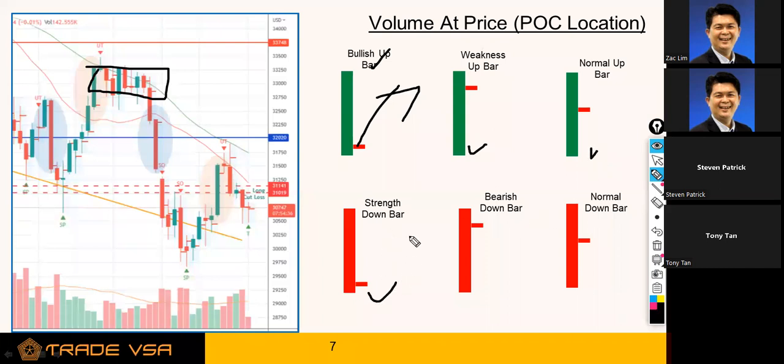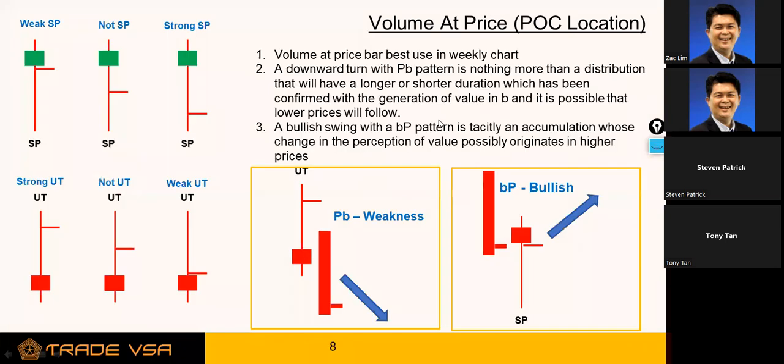Is the drop a good strength, or only a normal strength of a drop bar or up bar? So you still need to combine the LC bar and also the weakness bar together. Actually, this is a very important slide. Make sure you see a downward turn.